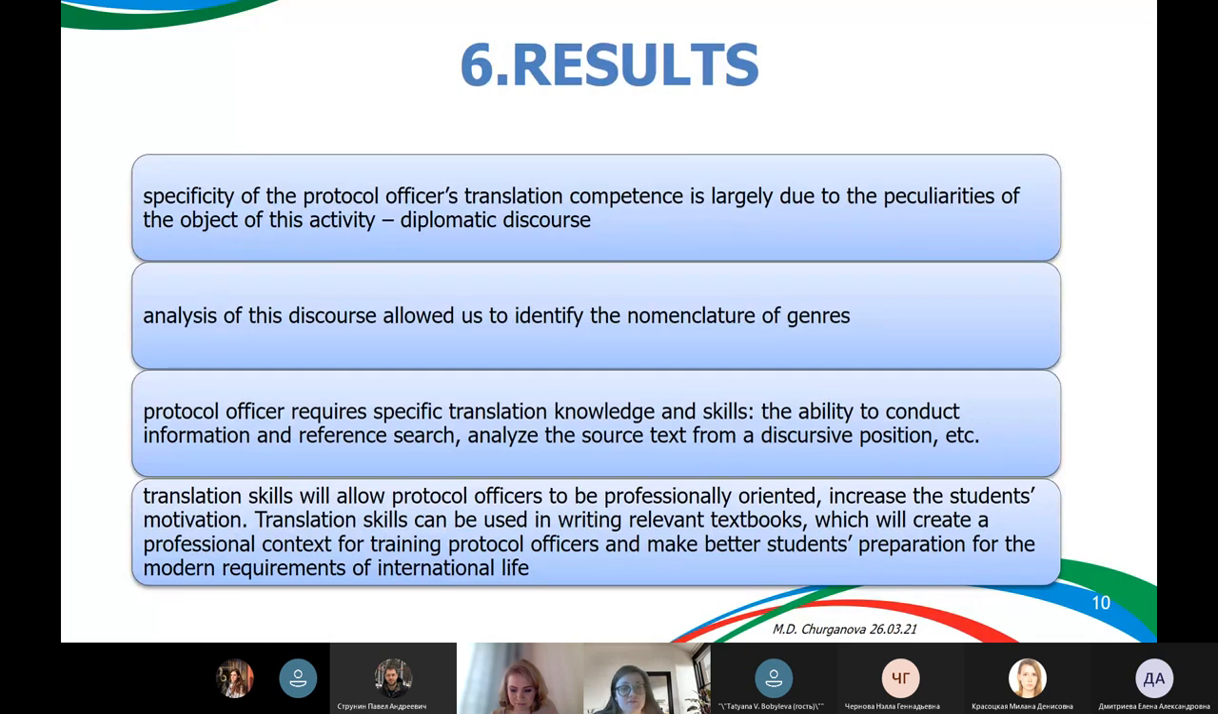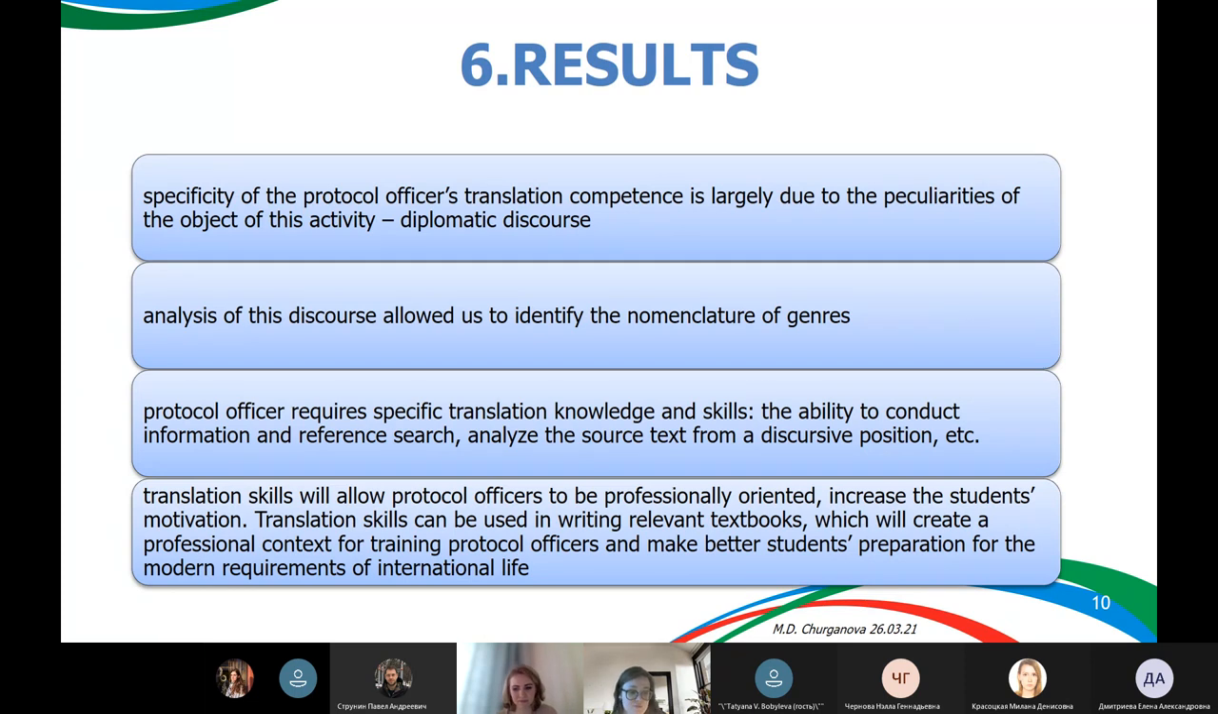Protocol officer's translation competence is largely due to the peculiarities of the object of this activity. It is diplomatic discourse. Analysis of this discourse allowed us to identify the nomenclature of genres. Protocol officers require specific translation knowledge and skills, the ability to conduct information and reference search, analyze the source text from the discursive position, and so on.